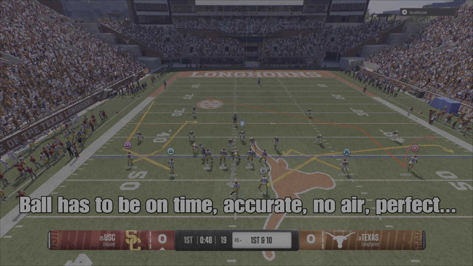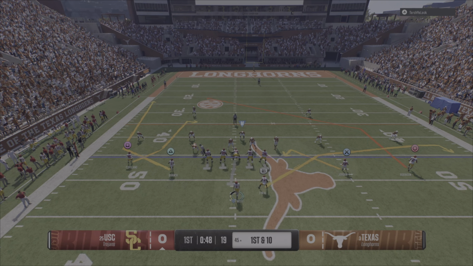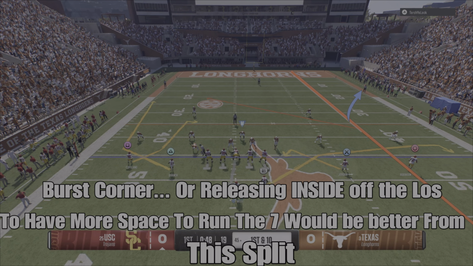How many times have you seen a play where the number 1 receiver with a split like this is designed to run a corner, right? Not a burst corner, but an actual right up the field and a corner. You never really see that. And the reason why is you really just don't have enough space after you make that break on the route.